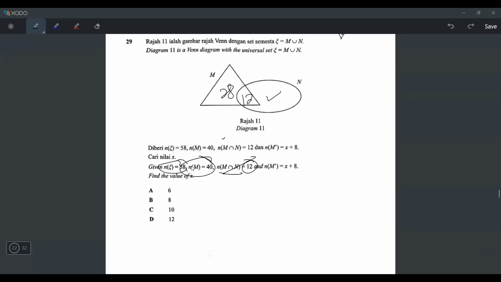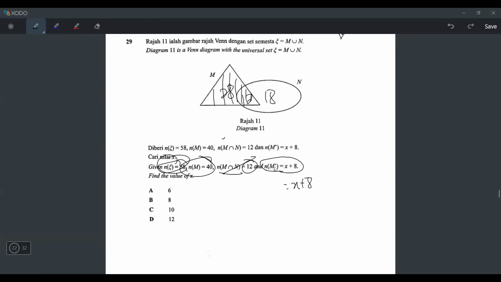And also I can find this because the total is 58. So 58 minus 28 minus 12, 18. All right. But what they want, N M complement is X plus 8. What? Okay, so X plus 8 equals to M complement. What is M complement? M complement, okay, what is M? M is here, right? Then what is M complement?